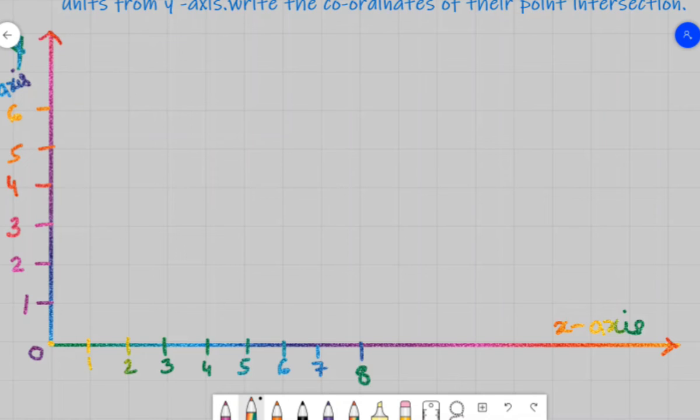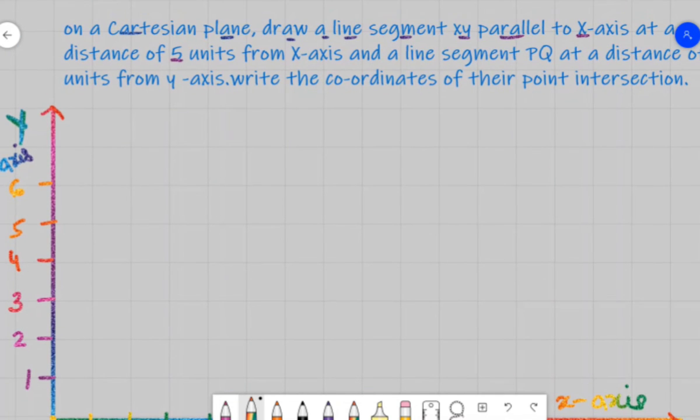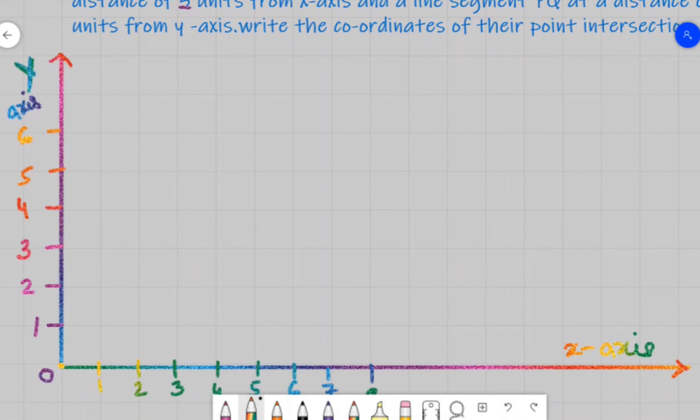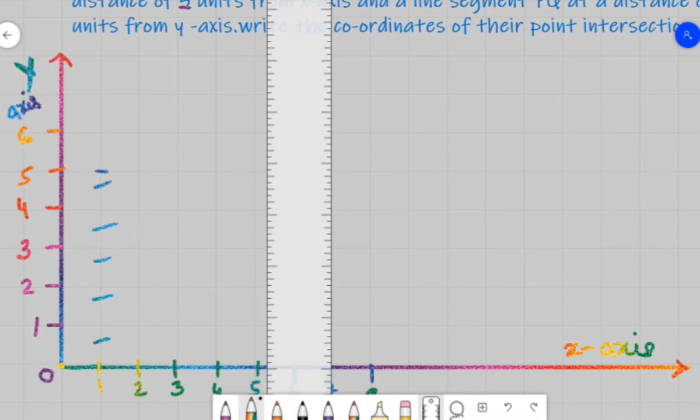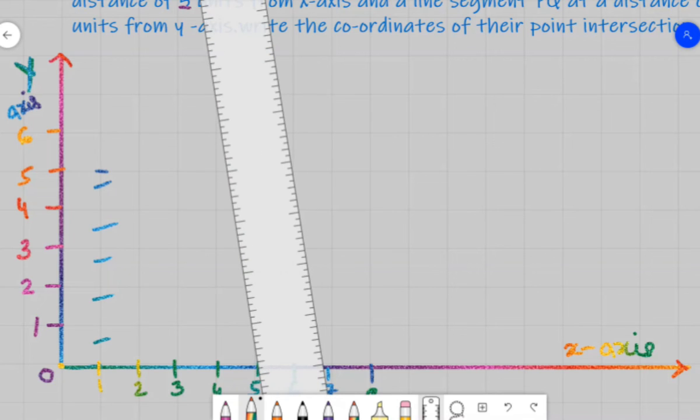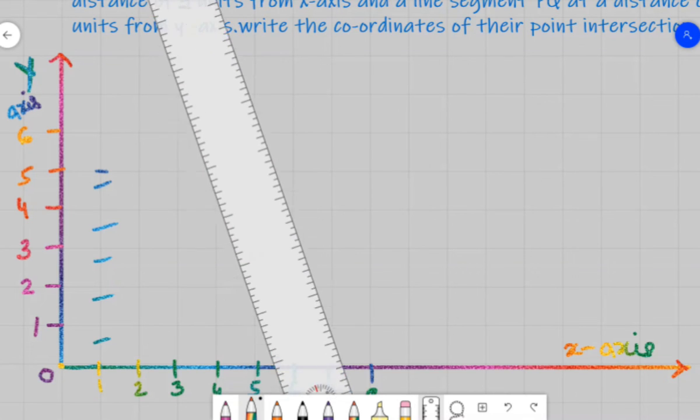Now where do you have to draw that parallel line? Distance of 5 units from x-axis. This is your x-axis. Now 1, 2, 3, 4, 5 units. That means from here you have to draw. So take the ruler and start drawing the line which is 5 units from x-axis.